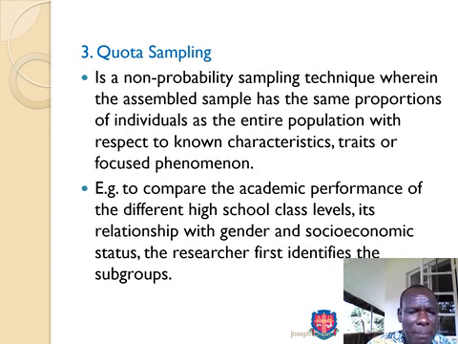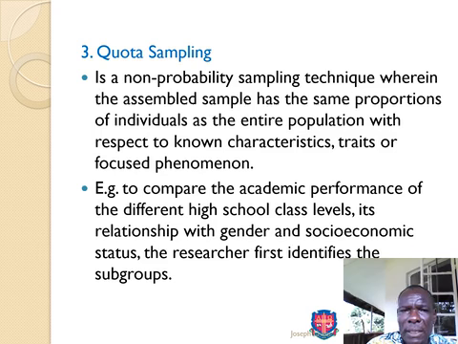The third type is quota sampling. It's also a non-probability sampling technique whereby the assembled sample has the same proportions of individuals as the entire population with respect to certain characteristics or traits, or the phenomenon being forecast.